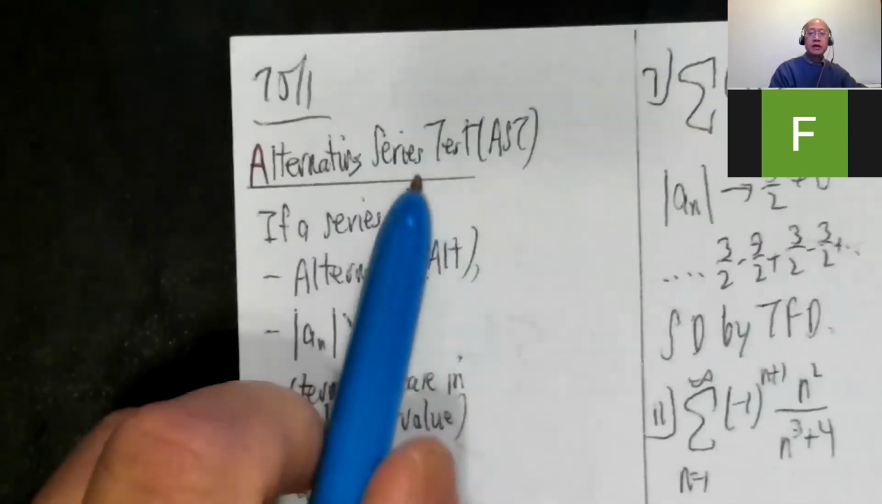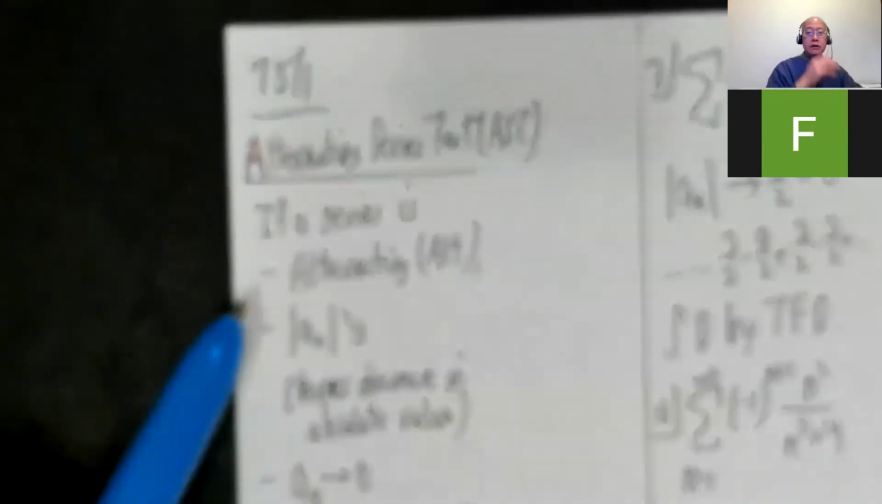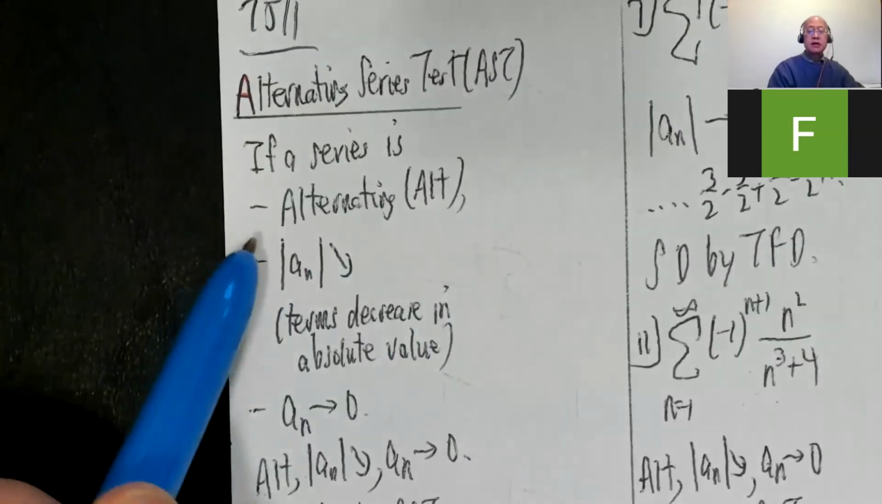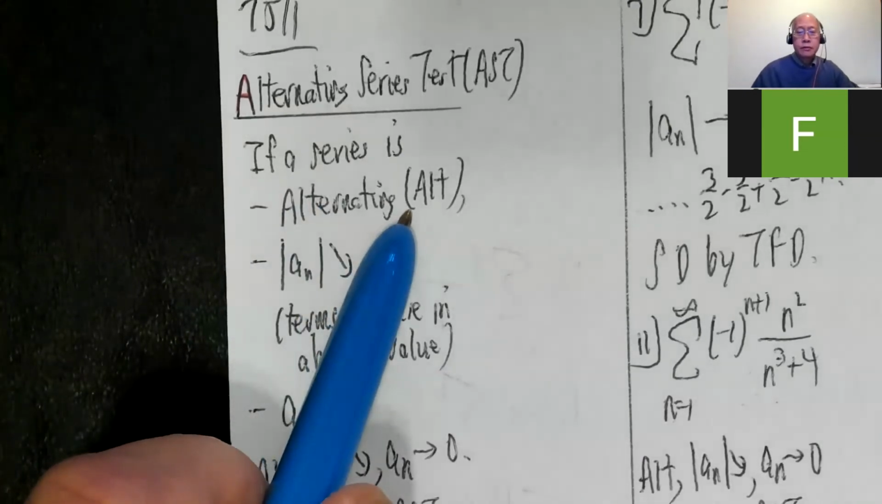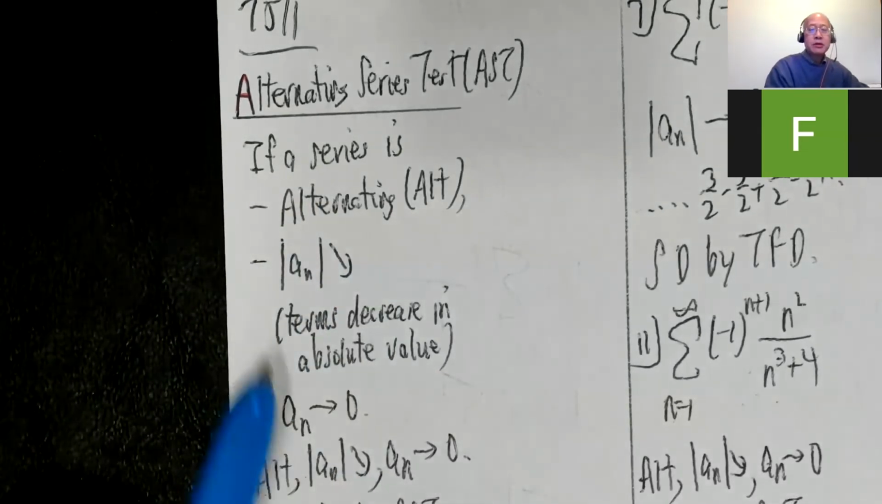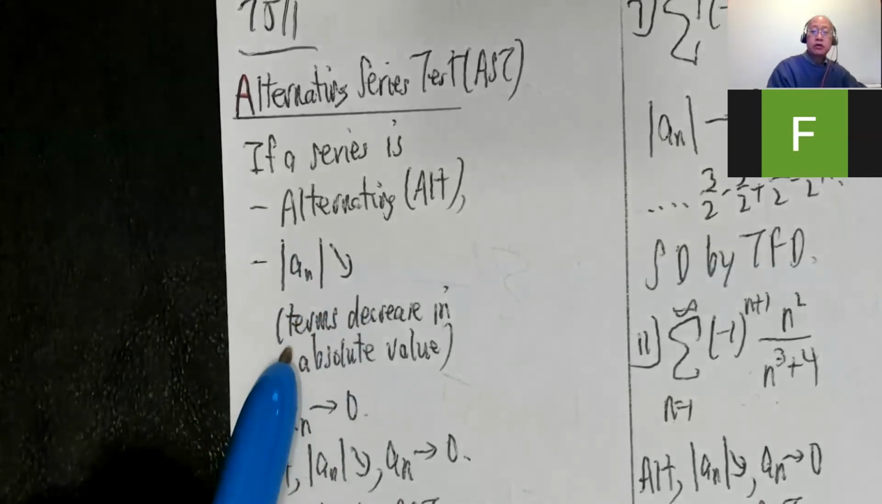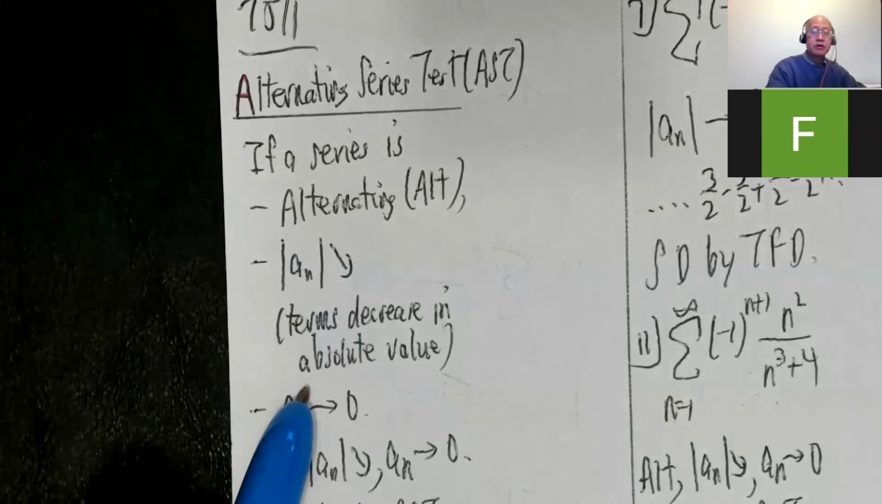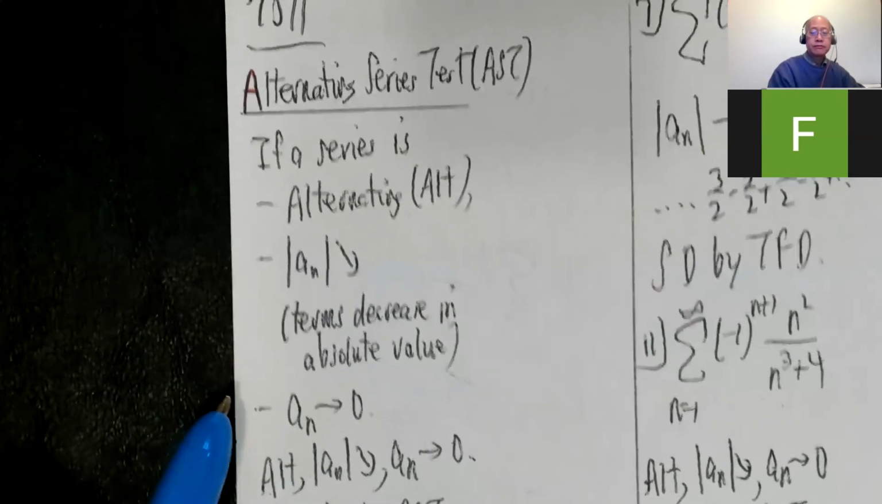Alternating series test, AST. Ignore any dates, of course. If a series is alternating, which I'll abbreviate with alt, absolute value of A sub n is decreasing, arrow down. That means the terms decrease in absolute value. Absolute value of the terms gets smaller, and the A sub n's approach 0.